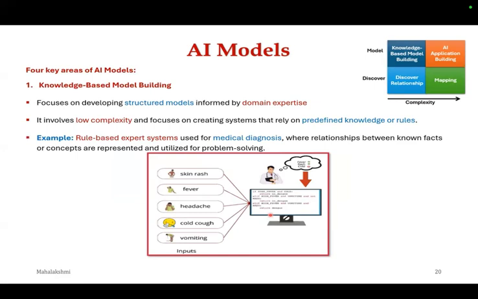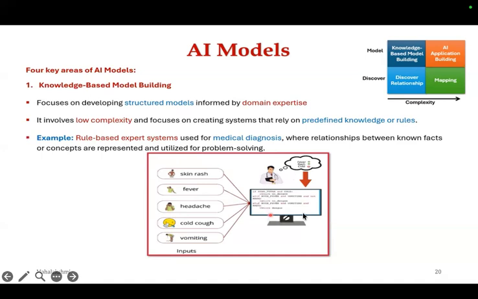Knowledge-based model building. As we discussed in the previous diagram, there are four types. The first one will be the knowledge-based model. A knowledge-based model is a structural model that is informed by domain expertise. As already discussed, this is a low complexity model. It works based on predefined knowledge or rules. For example, a rule-based expert system used for medical analysis, where relationships between known facts or concepts are represented and utilized for problem solving.